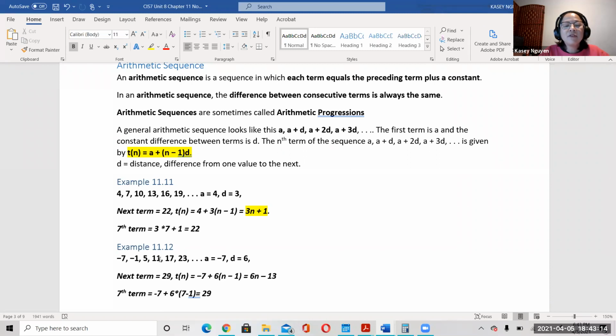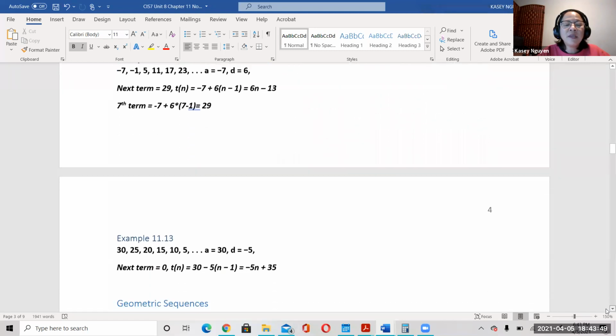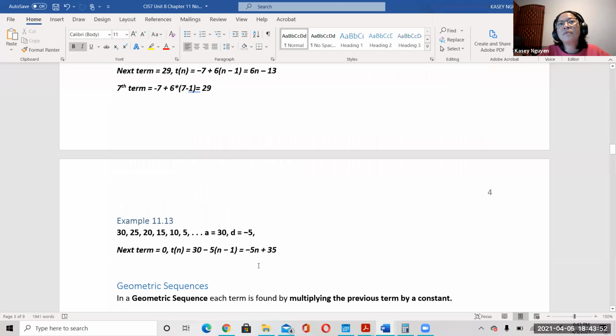So if we need to find the 7th term, we simply use T of n equal to A. A is your -7, plus 6, which is your D, times n minus 1. So 7 minus 1, which gives us 29 as the output. So this part of the notes shows you how you can apply that formula to solve for the term in the nth position.